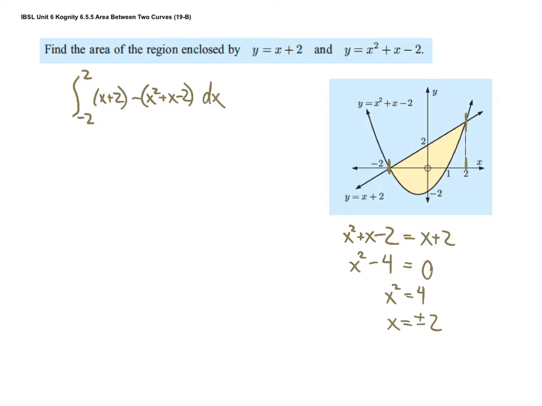Okay, and what I recommend is that you go ahead and simplify first before you take the integral. So it's the integral from -2 to 2. This is going to be a -x squared, x minus x is 0, and 2 minus a -2 is 2 plus 2, which is a +4. Notice how, since I did the subtraction, I actually ended up with a little bit simpler of a function to manage.